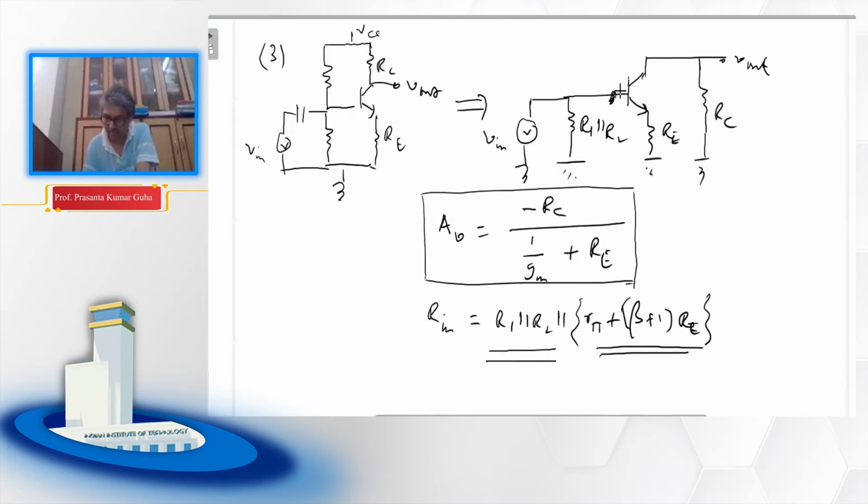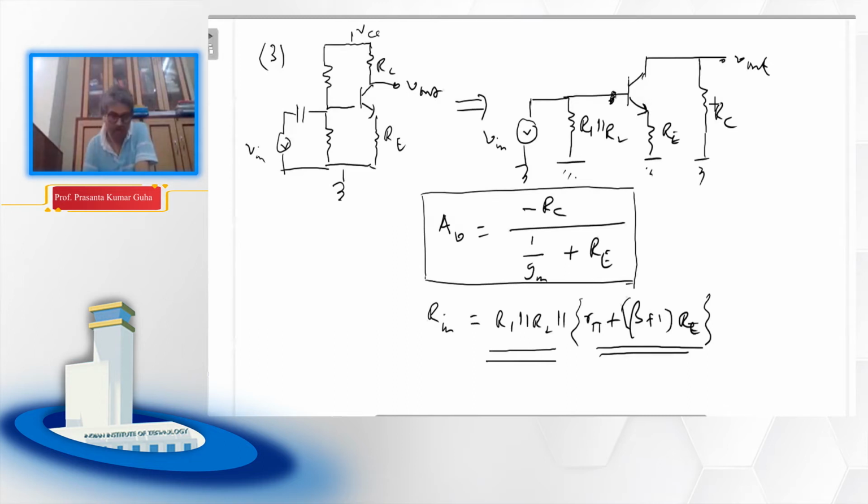calculated yesterday, you remember, right? So again we can improve the gain by bypassing this RE with a capacitor that we have discussed already. So this is in a nutshell as far as the biasing is concerned, how biasing changes the performance of the CE amplifier.